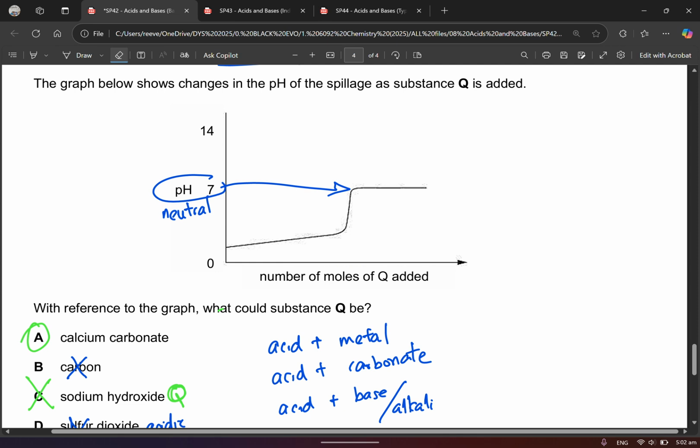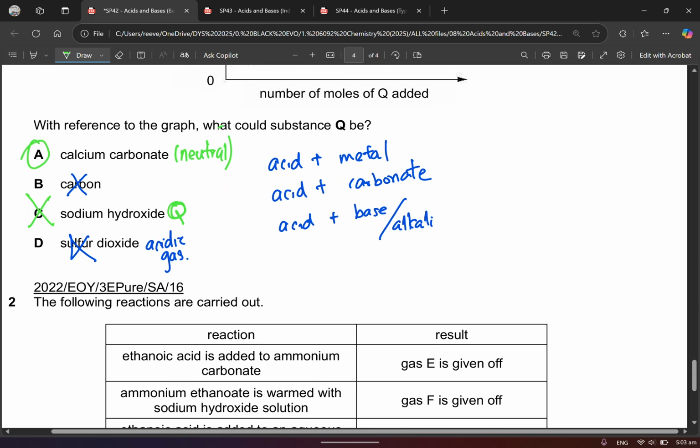Calcium carbonate is not alkali. It is neutral. Calcium carbonate is neutral. So if I keep adding a lot of calcium carbonate, no problem. I will end up with 7. And if there's still any more acid, I just throw in lots more calcium carbonate to remove all the acid. Eventually, I will have excess calcium carbonate, but that's fine with me because for calcium carbonate, the pH is 7.